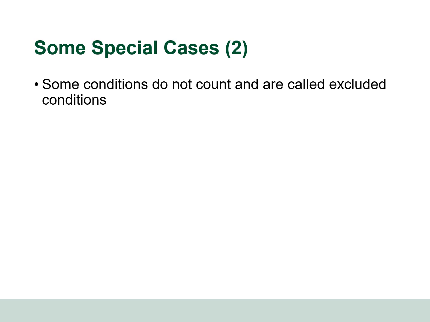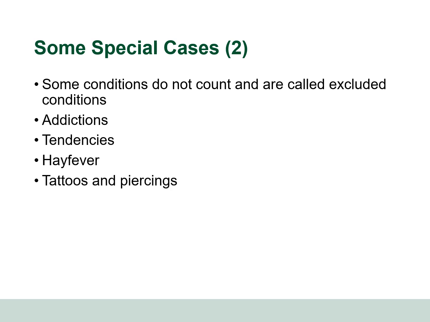There are also special rules that mean some conditions will not count as disabilities. They are known as excluded conditions. They are addictions to alcohol, nicotine, or any other substance, except if the addiction was originally the result of taking medically prescribed drugs or other medical treatment, a tendency to set fires, steal, physical or sexual abuse of other persons, exhibitionism and voyeurism, hay fever, and tattoos and piercings.